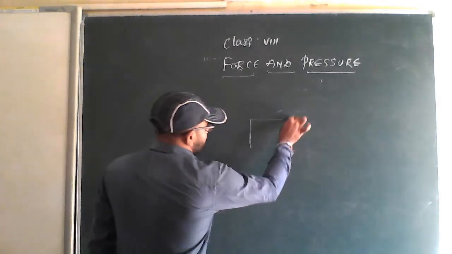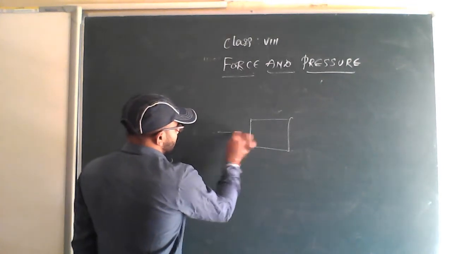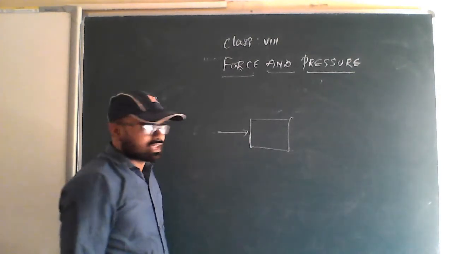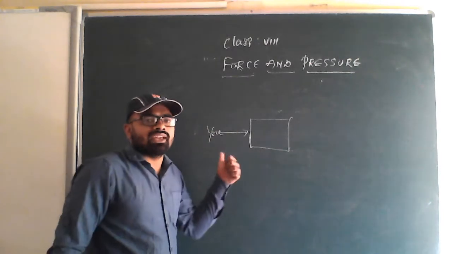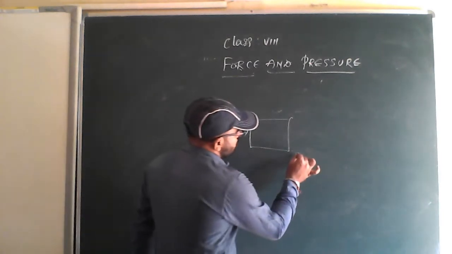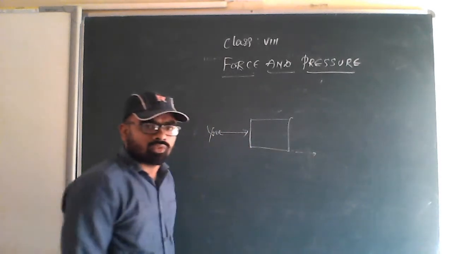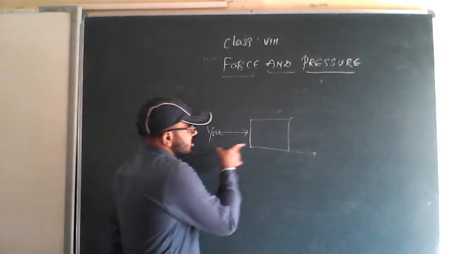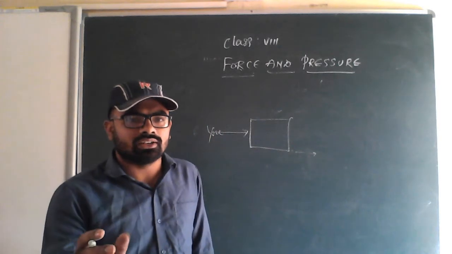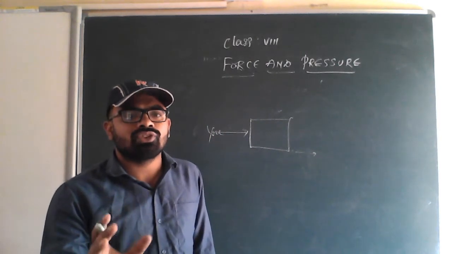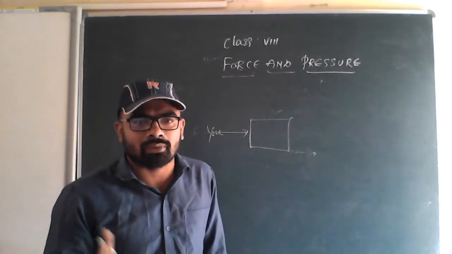Suppose the table is here. If you are applying the force from this side, say you are present here, you apply the force here. The table moves a little bit definitely. Now you are applying the force in this direction, the table also moves in that direction only. So it is clear that objects move in the direction in which the force is applied.